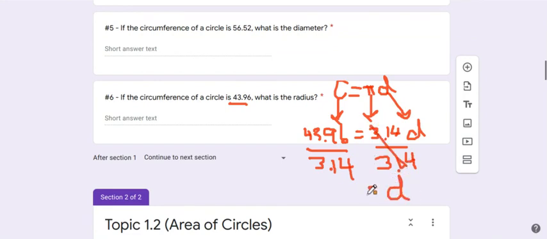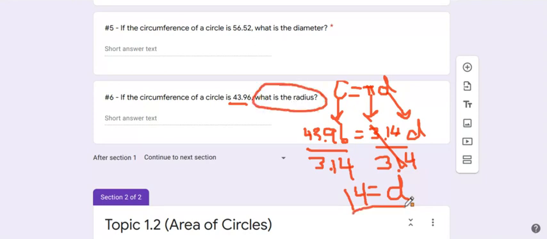And so d, the diameter, is equal to, I'm going to put this in my calculator, 43.96 divided by 3.14 equals, and I get 14 in my calculator. Now, what did the question say? The question said, what is the radius?